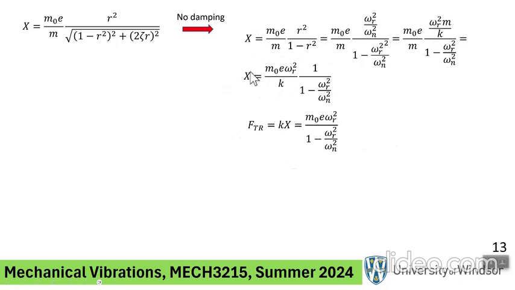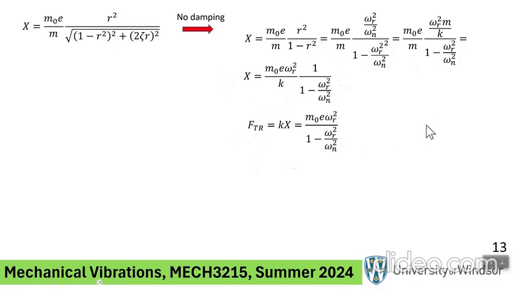This is the amplitude. I'm not interested in the amplitude of the displacement. I'm interested in the force. Amplitude of the force, which means that I take this and multiply it by K. Kx, no damping. Kx, okay? The K goes away, you get this.